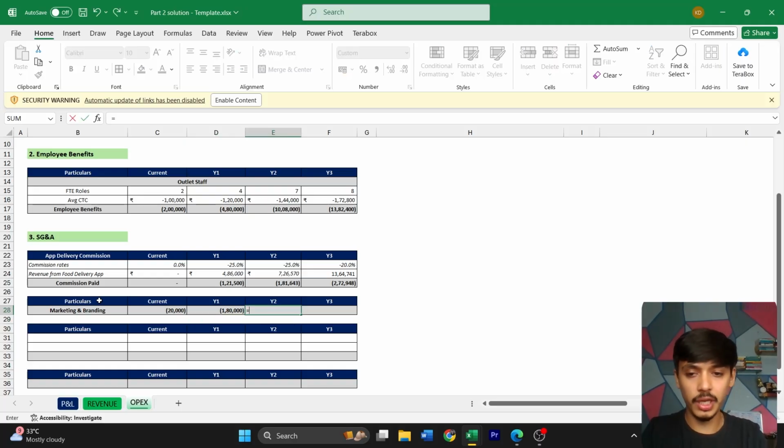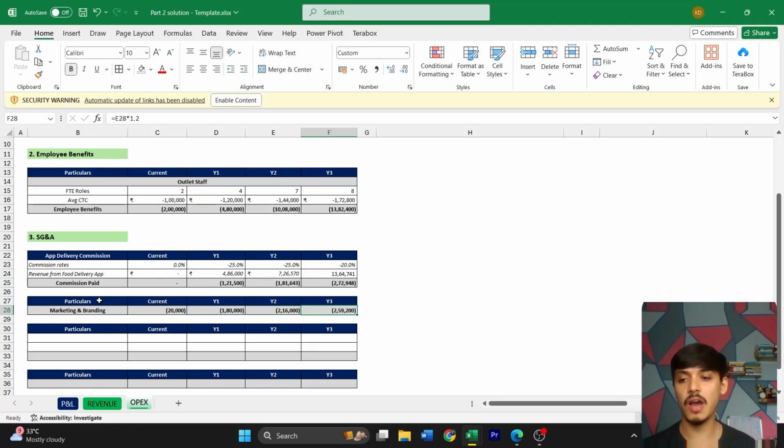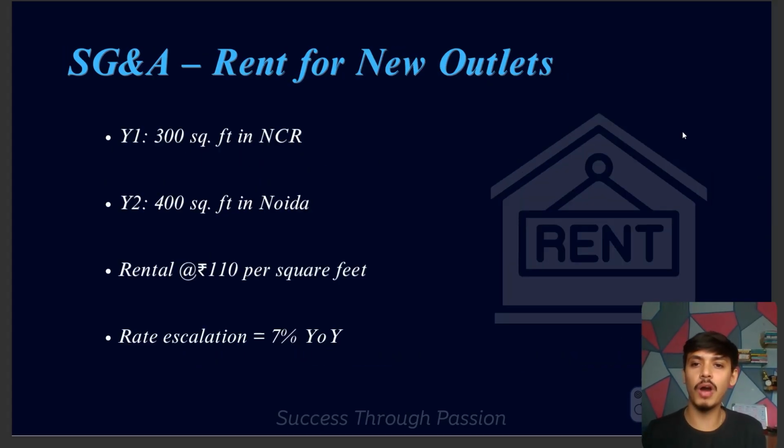In year two, we are growing by 20%. So this is once again 1.2, and in year three also 20%. So that way we now have the branding and marketing element for our SG&A. So we now move on to the next element of SG&A, which is rent for new outlets. So here we can see that in year one we are expanding to a new outlet.